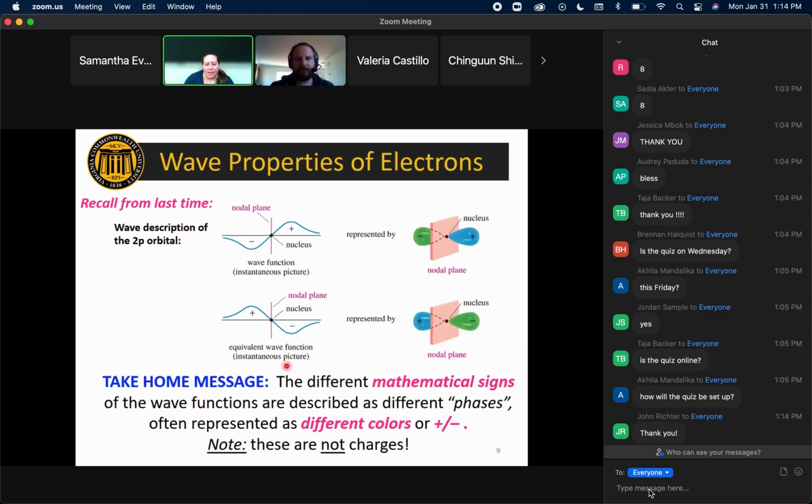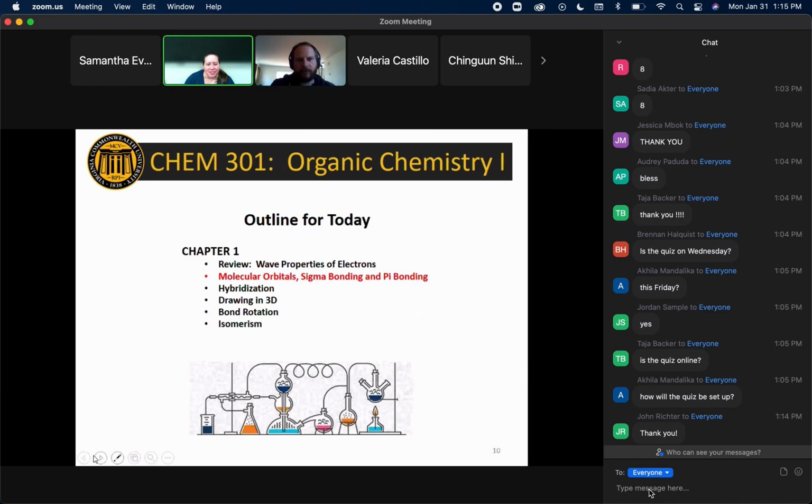Oh, one more take-home message. This is the same thing I keep saying: mathematical signs, not charges, mathematical signs. Of course, everybody nowadays likes colors better, but in old-timey books and with old-timey chemists, you just need to have an awareness that some people still do use the plus minus. Not that I'm an old-timey chemist, just so you guys know.